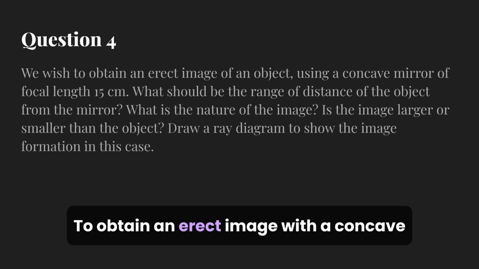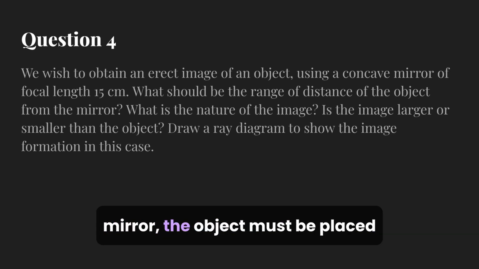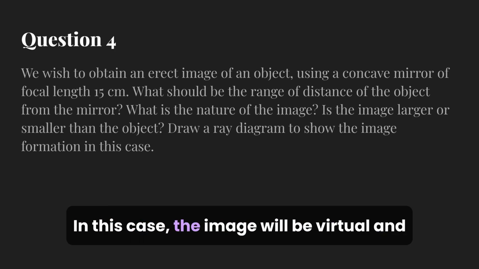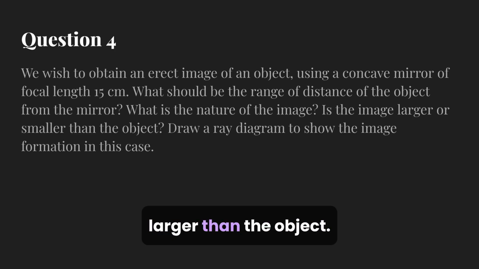To obtain an erect image with a concave mirror, the object must be placed between the focus and the pole. In this case, the image will be virtual and larger than the object.